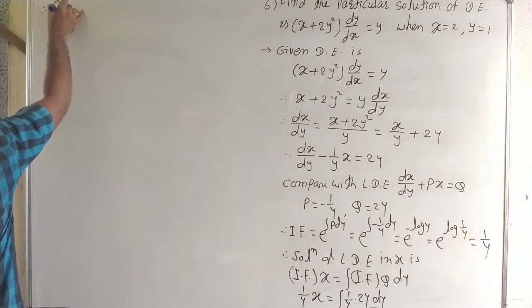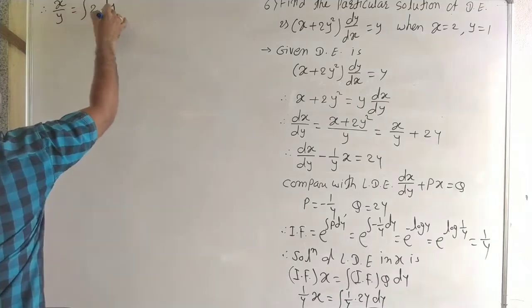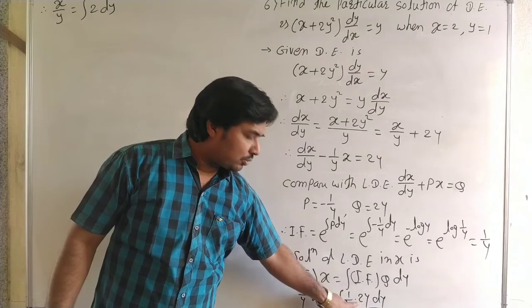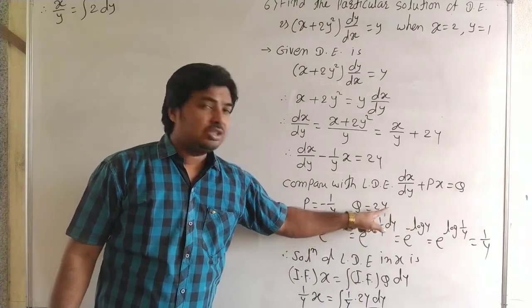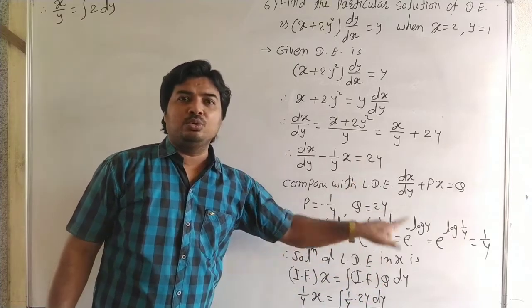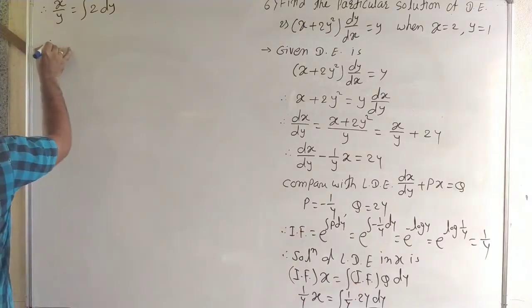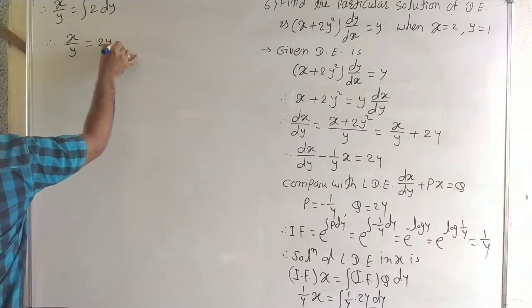Here it is x by y is equal to integral of 2 dy, because this y and this y cancel, we get only 2. Here integrating factor, it is 1 by y, and q, it is 2y. Integrating factor into q, it is 1 by y into 2y. Y gets cancelled, only 2 remaining. And then the integration is x by y is equal to 2y plus c.